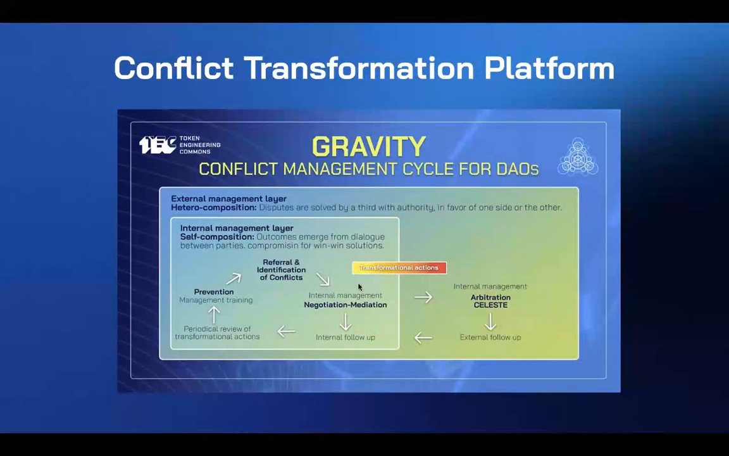But if the dispute continues and you don't reach an agreement within the internal management, we can scale to an external management layer, where the disputes are solved by a third party with authority in favor of one side or the other. Then that would be the jump to arbitration on Celeste and having an external follow-up. These are all features that are coming with the implementation of Unbreakable Vows, so that we will be able to scale from mediation to arbitration.